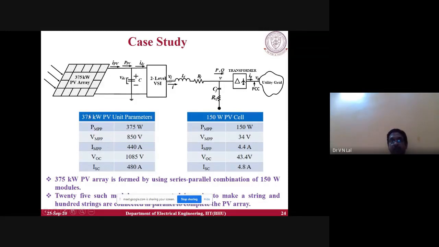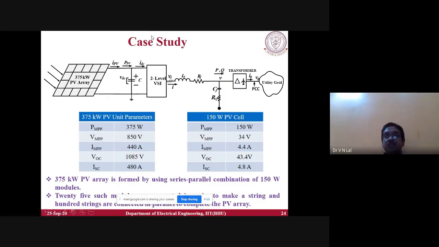So how can we formulate this 375 kilowatt with the help of 150 watt solar cells? So 25 such... this is not a solar cell, this is wrongly written. This is 150 watt. This cell is wrongly written. This is a module actually, a 150 watt module. A cell is very small actually.